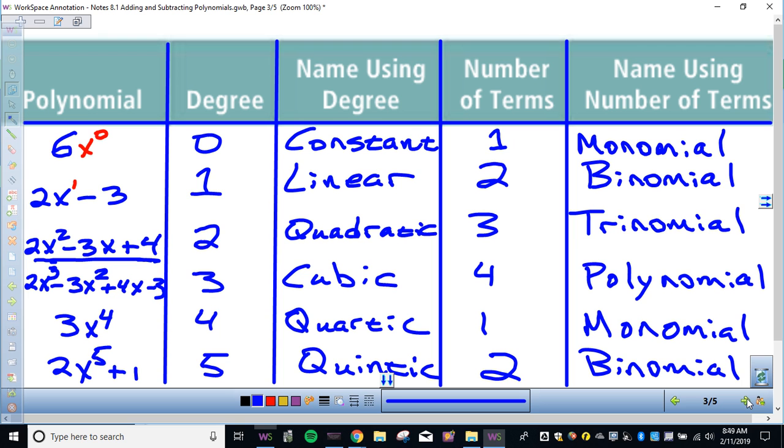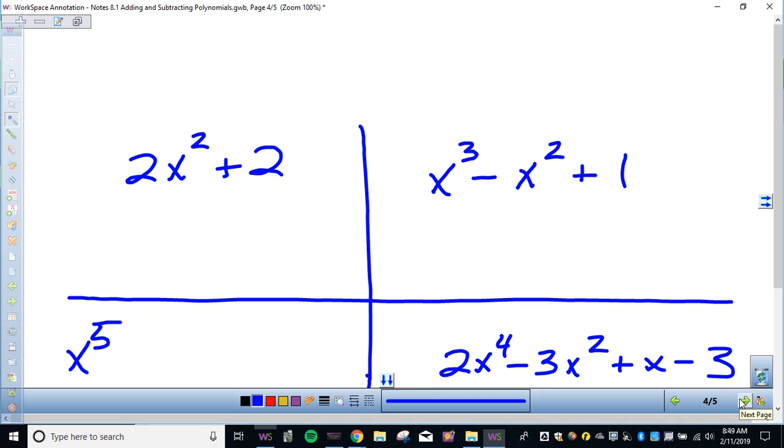Okay. Are you good? All right. So we're going to name these by degree and number of terms. Is this in standard form? What's standard form again? Decreasing order by exponent. Let's write that down. Standard form.